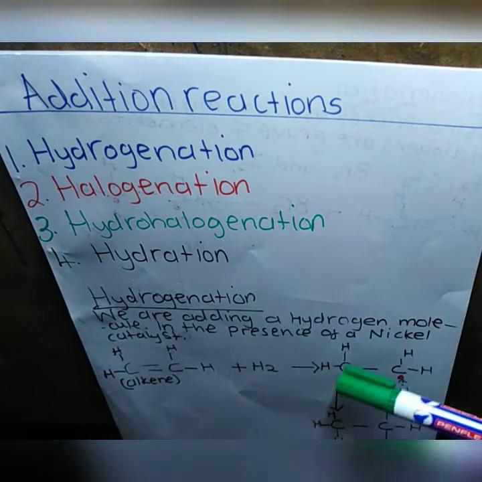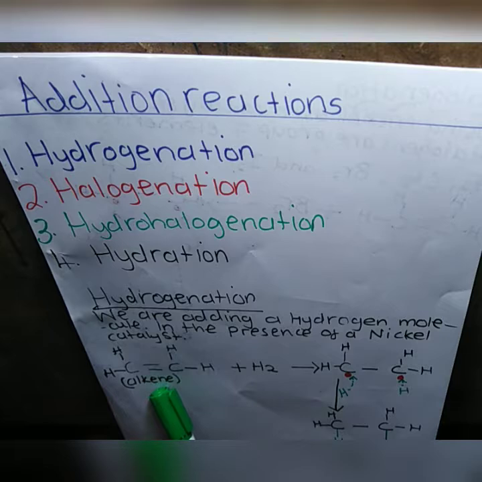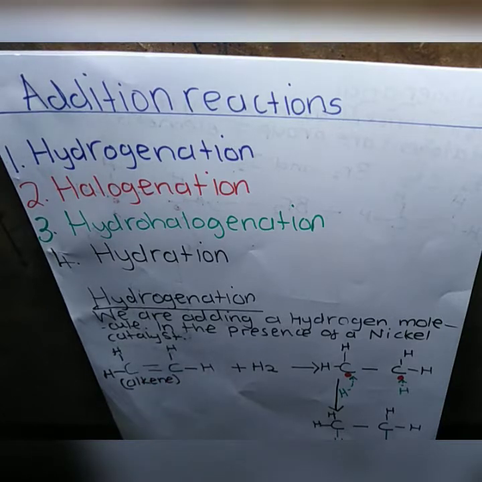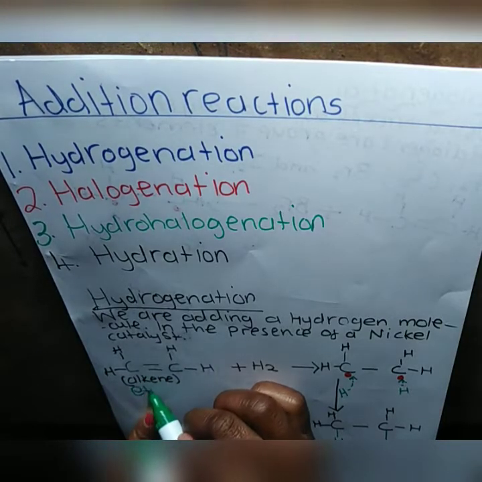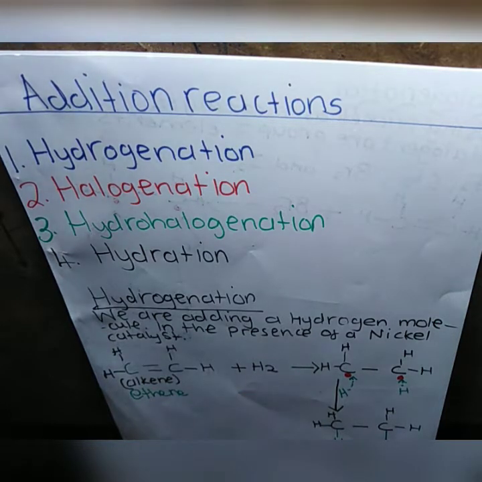hydrogenation, we are simply adding a hydrogen molecule in the presence of a nickel or a platinum catalyst, right? So our alkene that we are going to be working with today is ethene. Ethene is a 2-carbon compound and it has a double bond there. So we are reacting it with hydrogen.